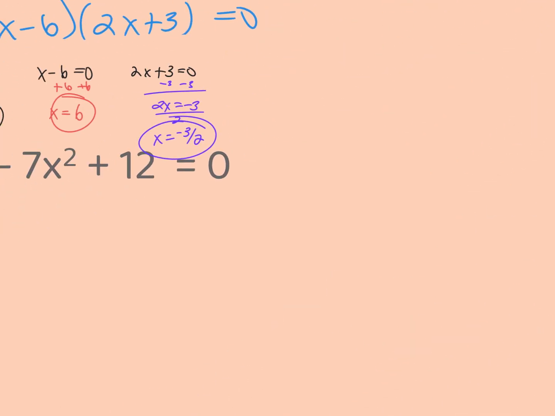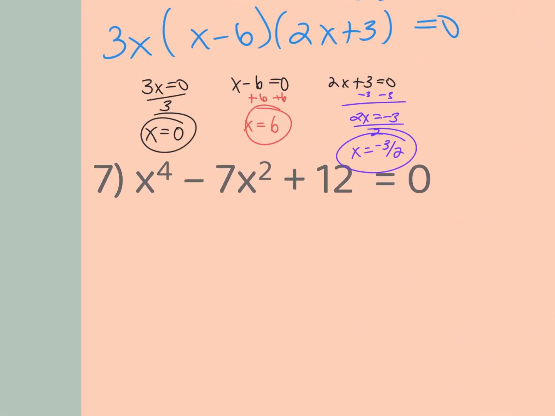All right, 2 more and then we're done. Again, trinomial, 3 terms. Highest exponent is a 4. That means I'm going to have how many answers? 4. Good. Is there a GCF? Nope. What times what, guys, is going to give me x to the 4th? x squared. Good. What are the factors of positive 12 that'll multiply to give me a positive 12, but add to give me a -7? -4, -3. Good.